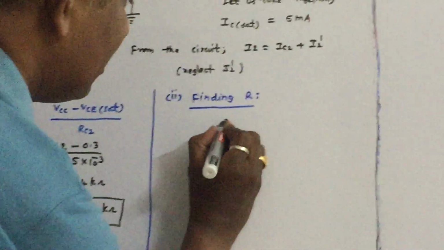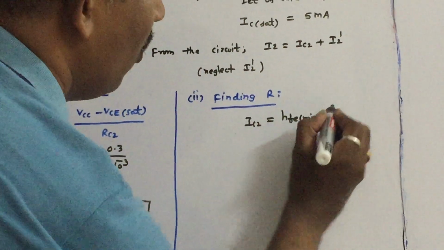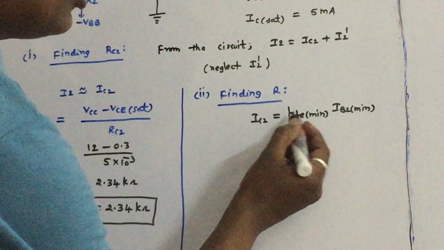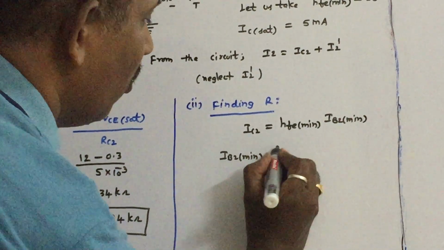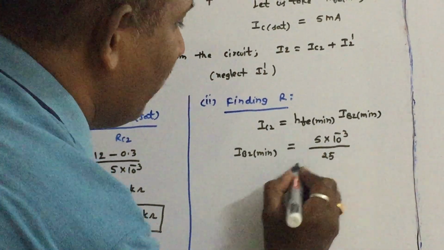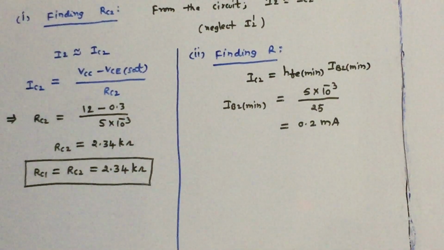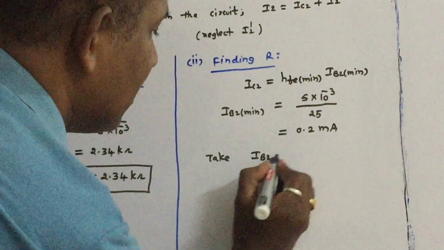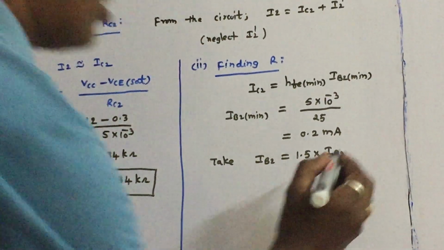So therefore, what is IC2? IC2 is equal to HFE minimum into IB2 minimum. This is the straightforward formula from the EDC subject: IC is equal to beta times IB. So therefore, what is IB2 minimum? IB2 minimum is equal to IC2, which is 5 into 10 power minus 3, divided by HFE, which we have taken as 25. It will come out as 0.2 milliamperes. But we have to take the base current as 1.5 times that of IB2 minimum to keep the transistor Q2 in saturation.